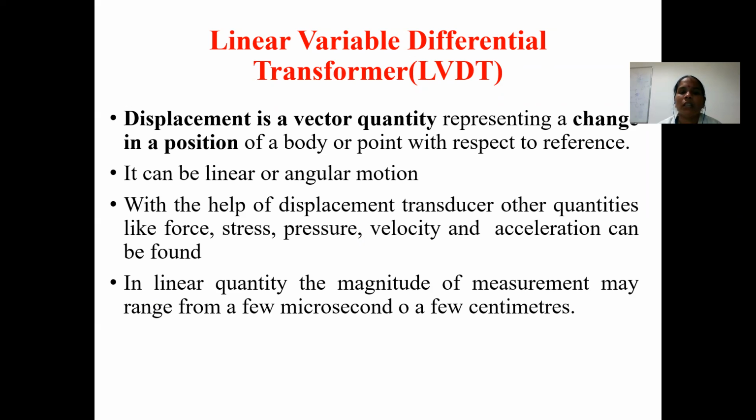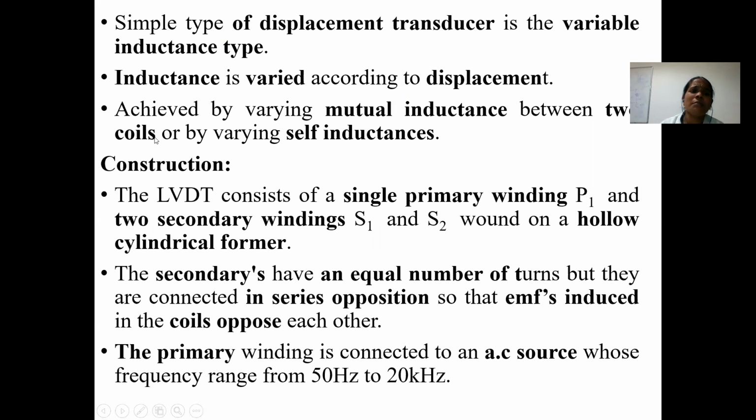It can be of linear or angular motion. With the displacement transducer, not only the displacement but also quantities like force, stress, pressure, velocity, and acceleration can be measured and found. In linear quantity, the magnitude of measurement may range from a few micrometers to a few centimeters. A simple type of displacement transducer is the variable inductance transducer, where inductance is varied according to displacement. When the displacement is changed, the inductance is changed.